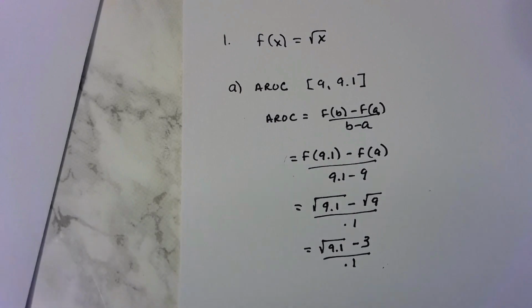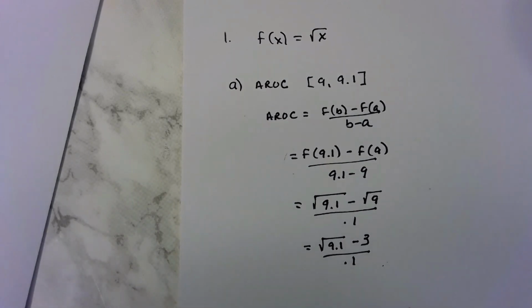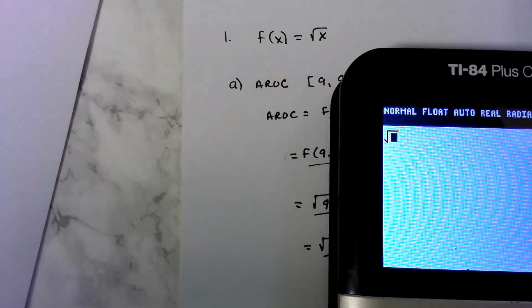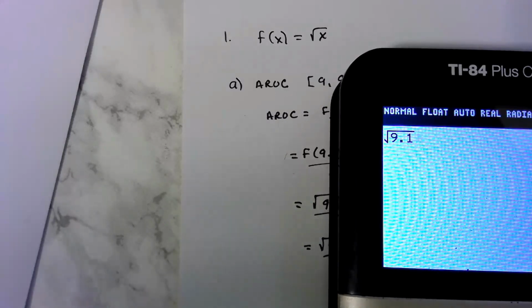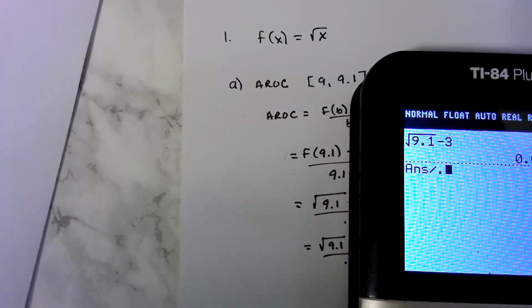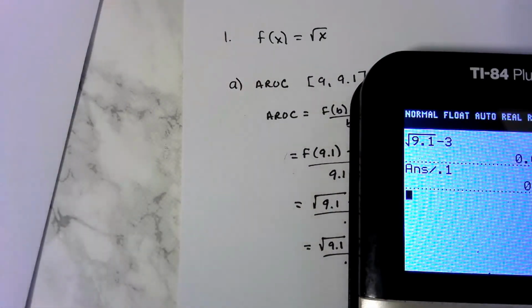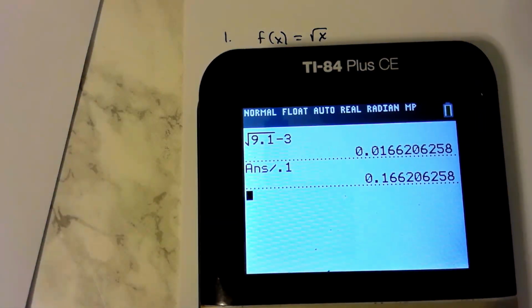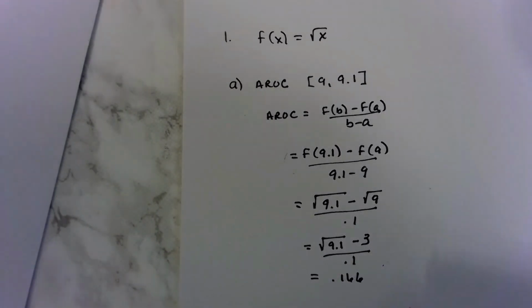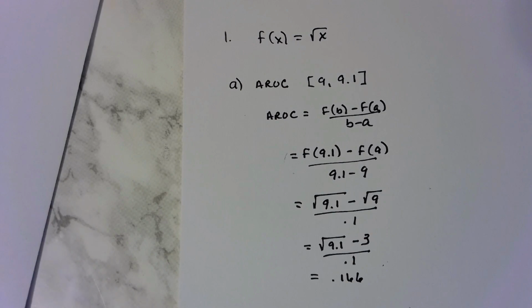And now I'm going to use my calculator to get an approximation. So I have square root of 9.1 minus 3, and then I have to divide that by 0.1, and what I get is about 0.166. So in AP, we round to 3 places past the decimal, or we go 4 places past the decimal. So I'm just going to go to 3. And that's the average rate of change of this function f between 9 and 9.1.